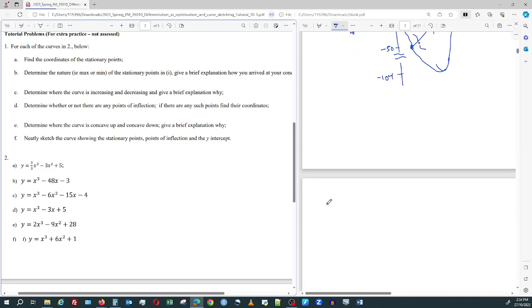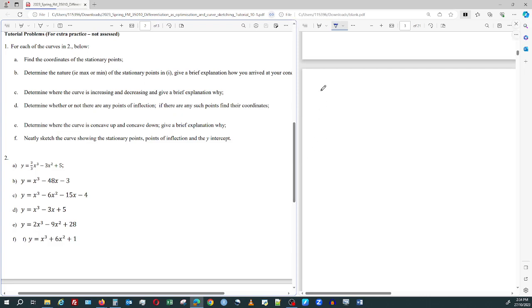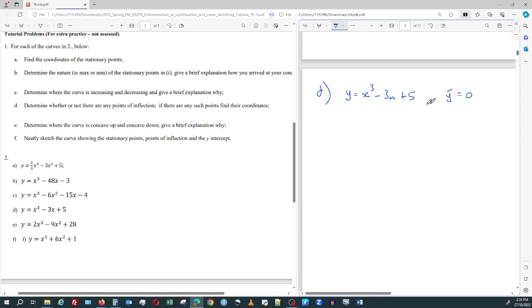Now we'll go for D and we'll have a look at D. So we're aiming to get this. So we have to establish this first. There we go. Then we have to solve by setting it to 0. So adding 3 to both sides. Dividing by 3.